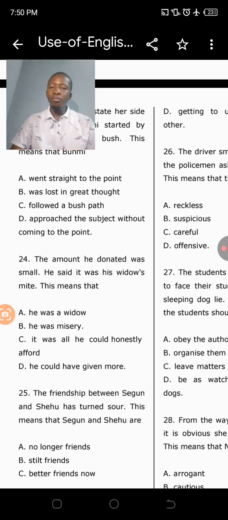So definitely it is not option A. He is not a widow. A man cannot be a widow. A man is only referred to as a widower. Now, B is definitely not the option. He was not trying to be stingy. No, he was not trying to be stingy. D is not also the interpretation. He was not stating that he could have given more. Rather, he was only stating that this is all he could honestly afford at that particular time.